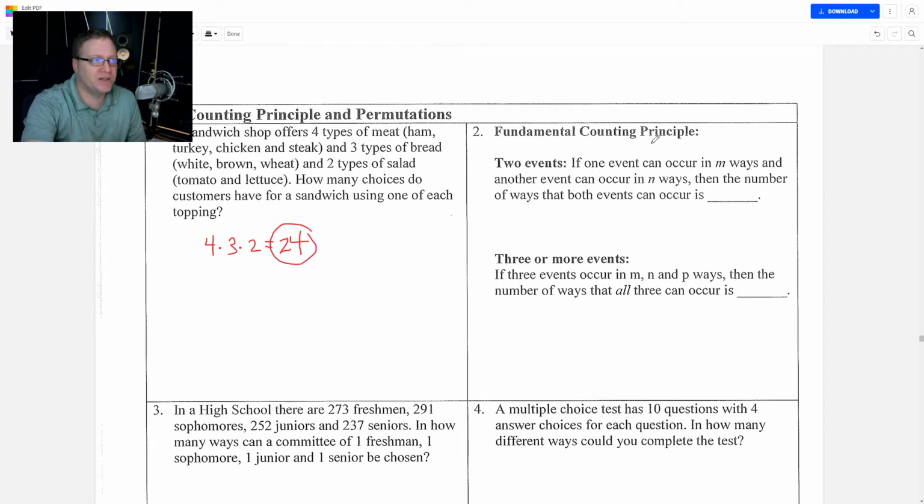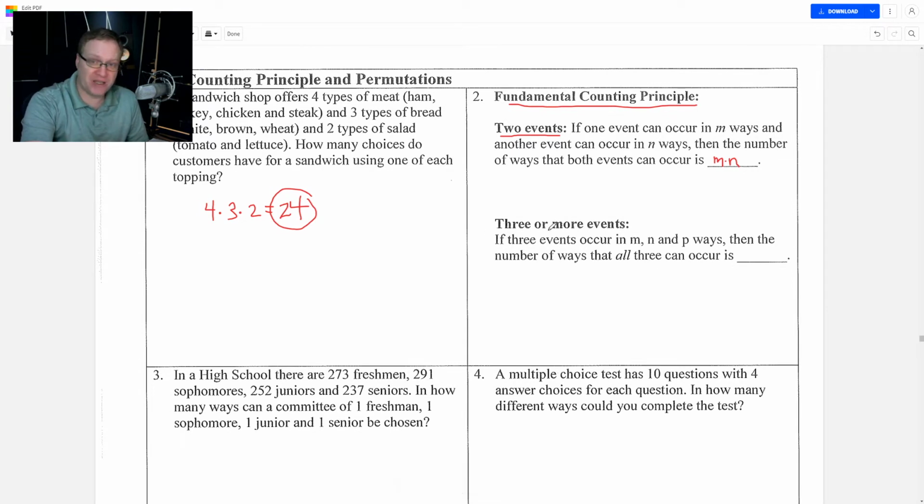So here in our notebook, we're going to write down that rule. It says the fundamental counting principle. If we have 2 events, we're doing 2 things. If one event can occur in m ways and another event can occur in n ways, then the number of ways that both events can occur is going to be m times n ways.